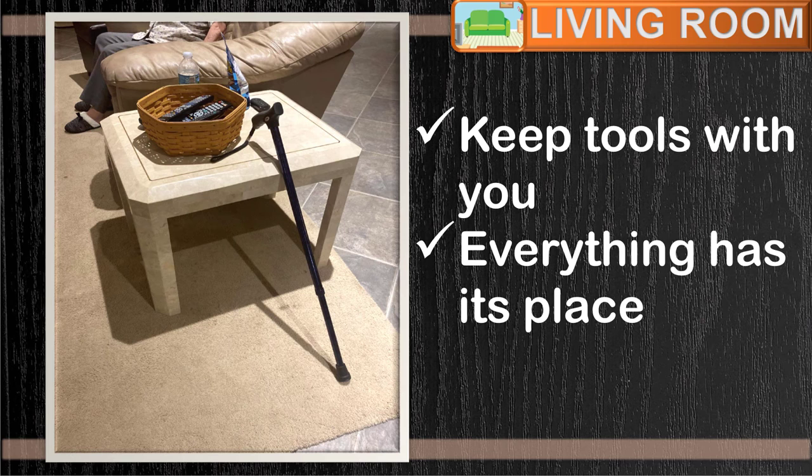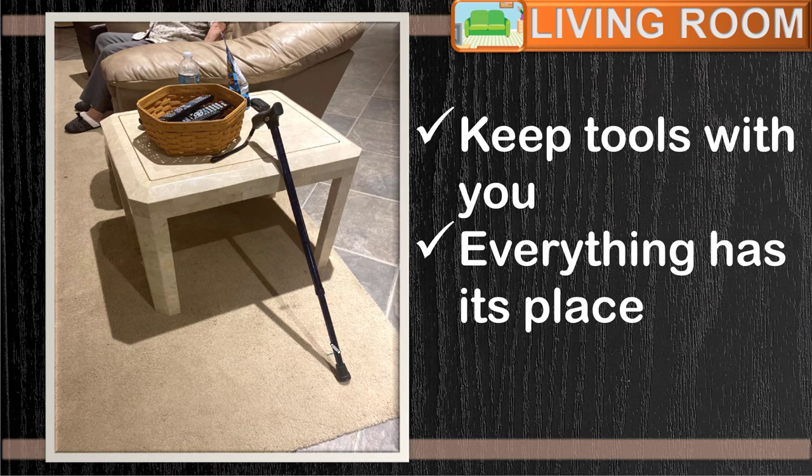So as in any room of the house, you should always keep any assistive devices that you're using, like a cane, a walker. You always want to make sure that you're keeping them with you and not leaving them behind. You want to make sure that you're using them as you need to be using them.